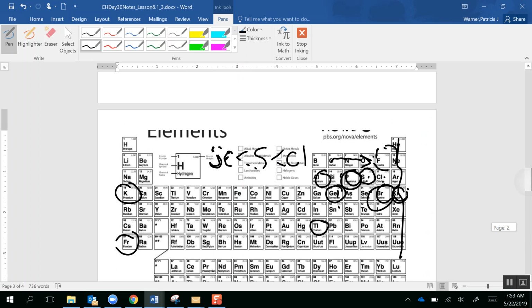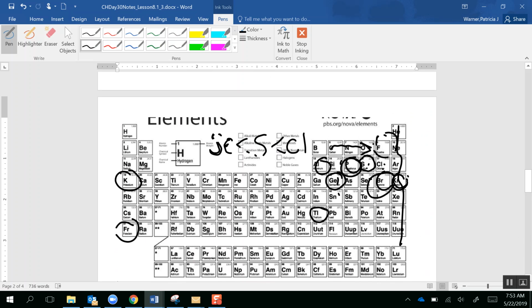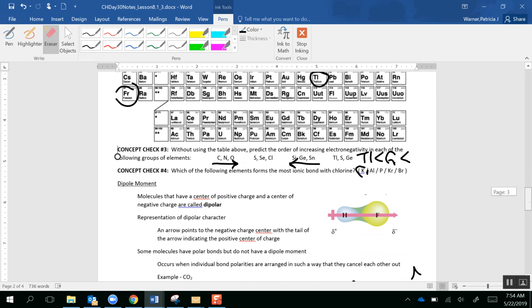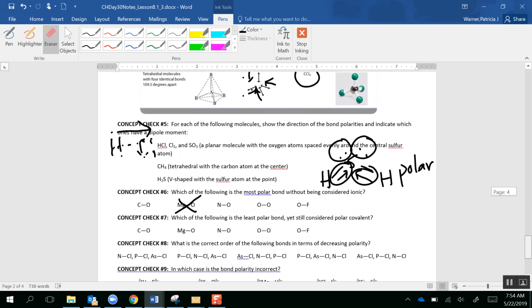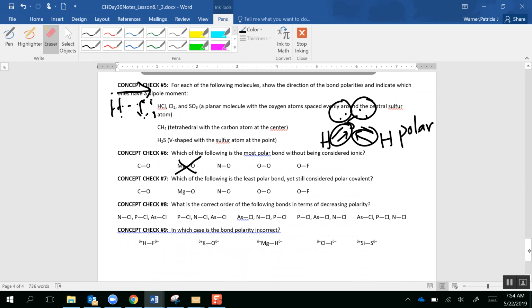So if we look back up here at the periodic table and we get rid of a few things around here, fluorine, nitrogen, and carbon. So the farthest from oxygen is going to be your carbon. And so we'll go back down here, and the most polar bond in that bunch is going to be the carbon-oxygen bond.